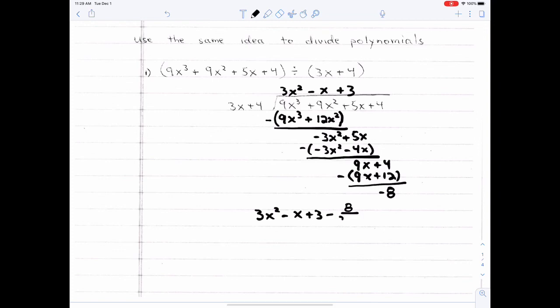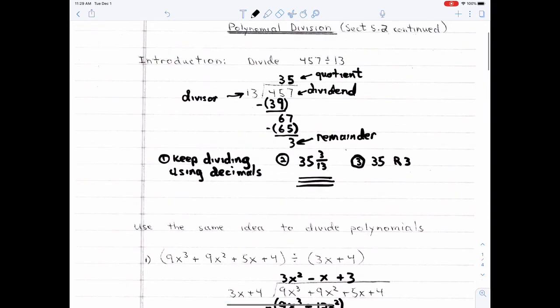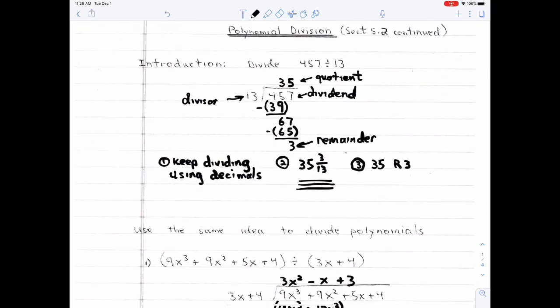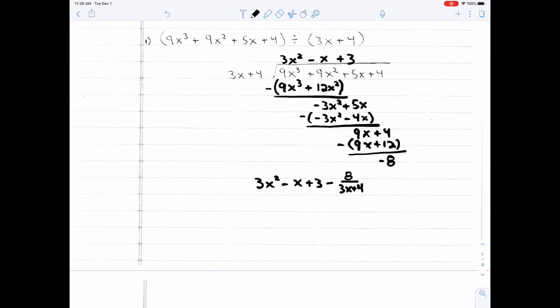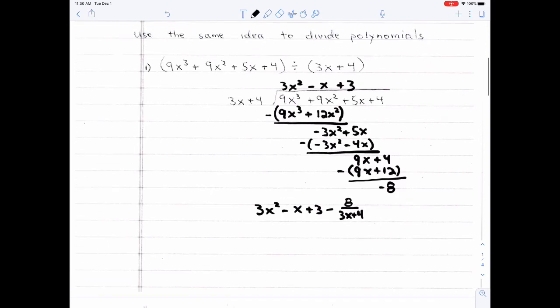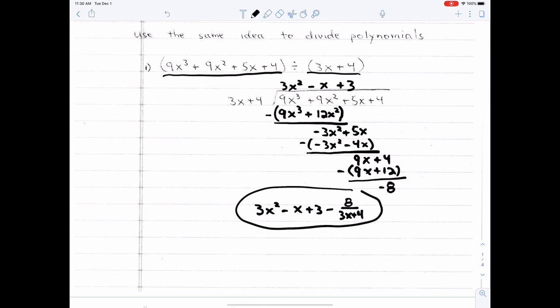over 3x plus 4. So up here on the top, what did I do? Remember on this, the second option here, I took the remainder and put it over the divisor, 3 over 13. I'm doing the same thing here. I'm just taking the remainder and putting it over the divisor. So when you take this whole thing and divide by this, you get that right there.